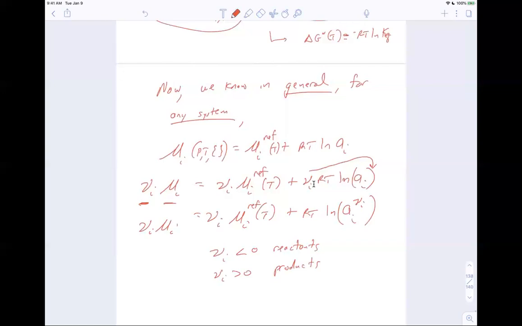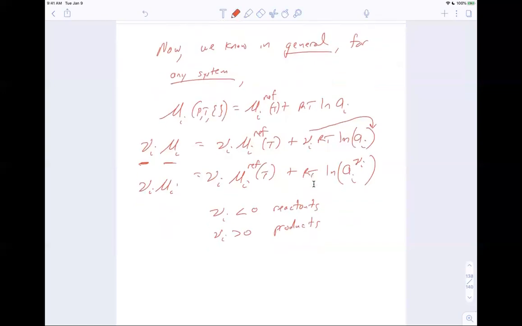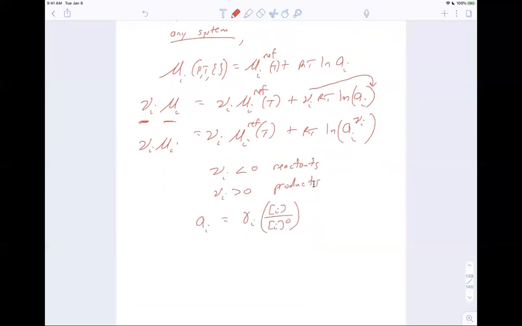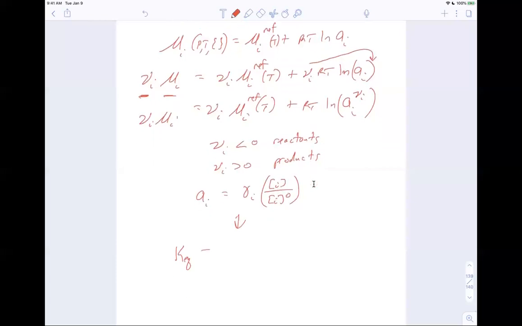This is something that you should be able to do at this point in the course, remembering that a sub i is equal to gamma i times the concentration of i over the concentration in some reference state. What this leads to for our equilibrium constant is something of this form. I highly encourage you to go through the steps to derive this. It's not that difficult.